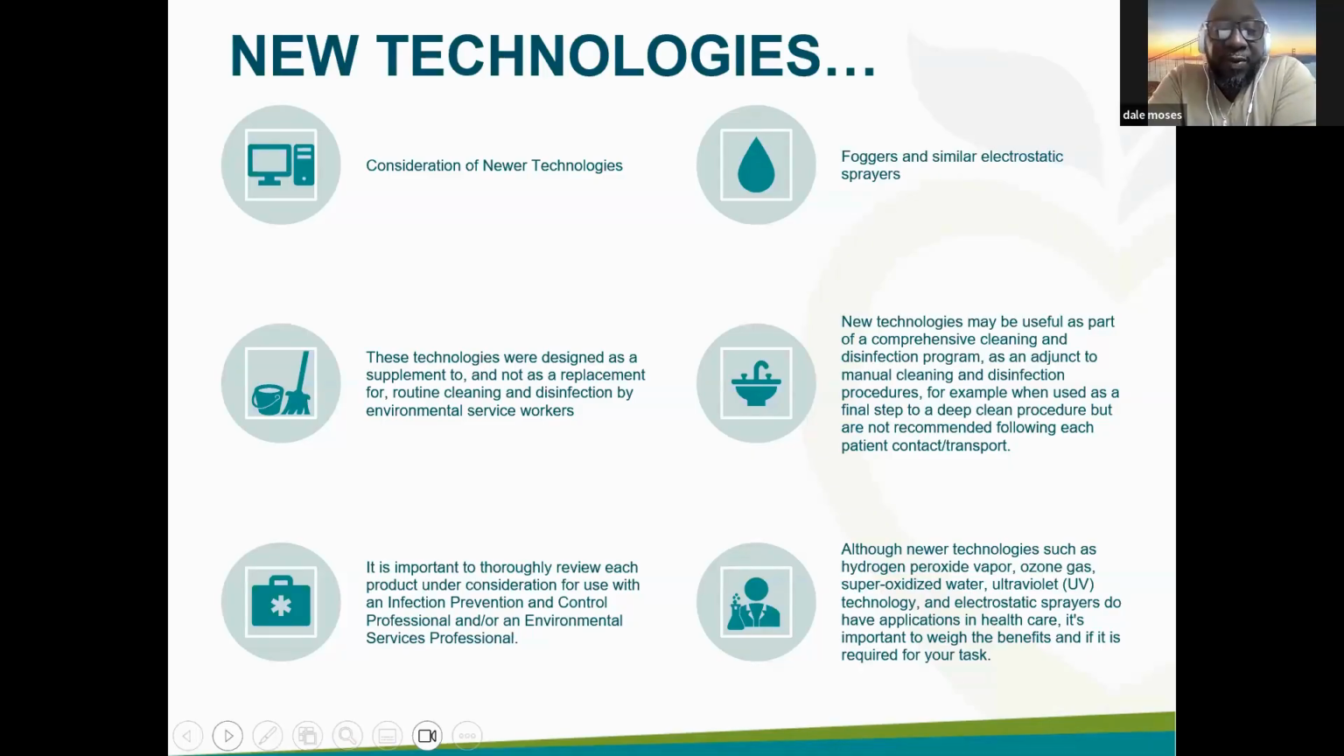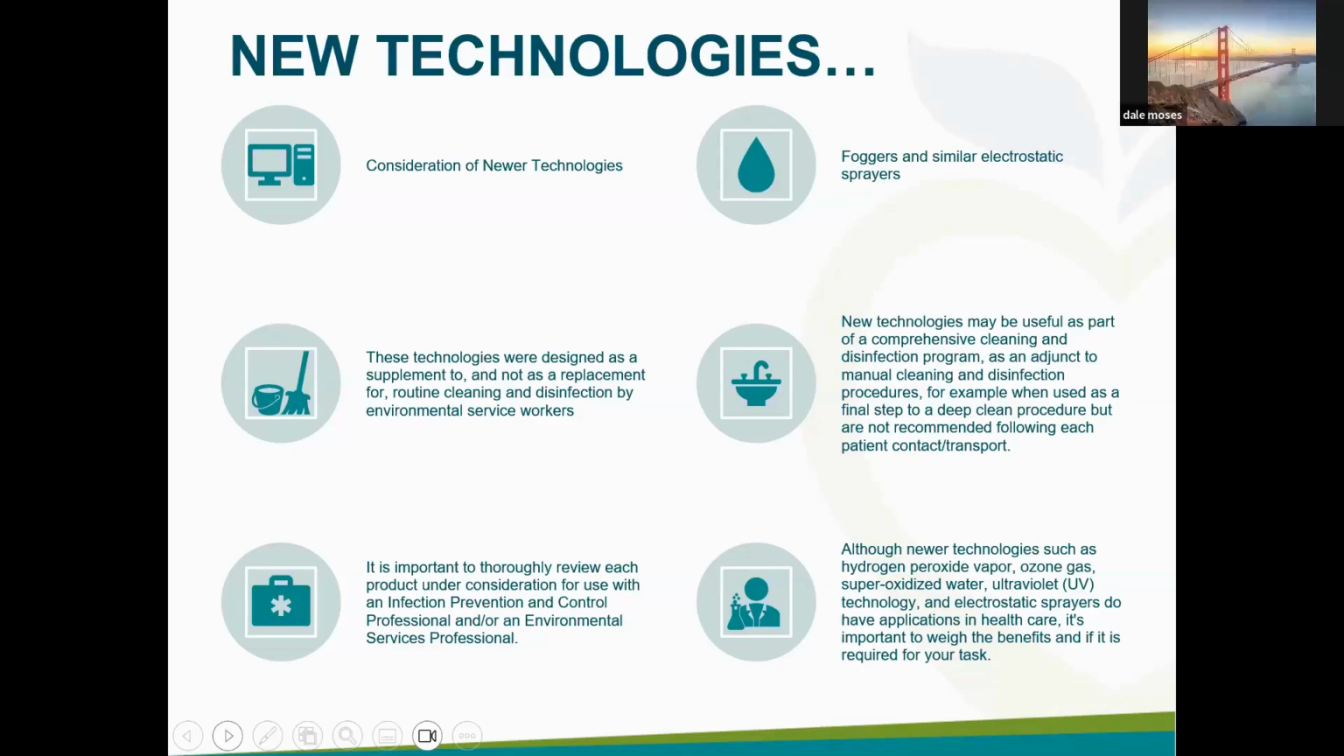It's also very important to review each product under consideration for use with an infection prevention and control professional or an environmental services professional. So ensure that you're using the right chemical for that machine; that needs to be a requirement as well. Newer technologies such as hydrogen peroxide vapor, ozone gases, superoxidized water, and UV technologies sound really great. Again, there are other benefits and other things that you have to weigh. You've got to weigh the benefits if it's required for your task.